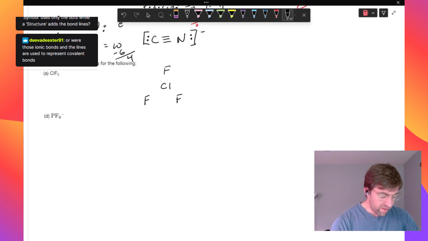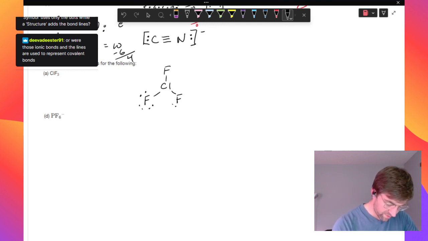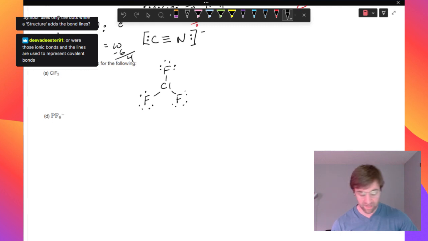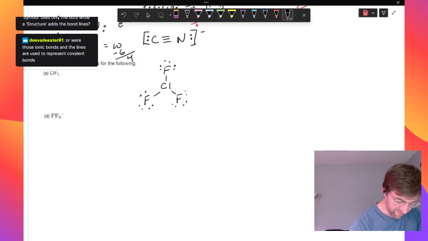And so for this, chlorine normally has 7 valence electrons. Fluorine normally has 7 valence electrons. What we're going to do here is just draw a line between these. There's 6 already accounted for. And each of these fluorines, through covalent bonding, already has 2 electrons accounted for. We put the other 6 around them. And now let's do our accounting. So chlorine has its 7 plus 3 times each of the fluorines, which is 20.